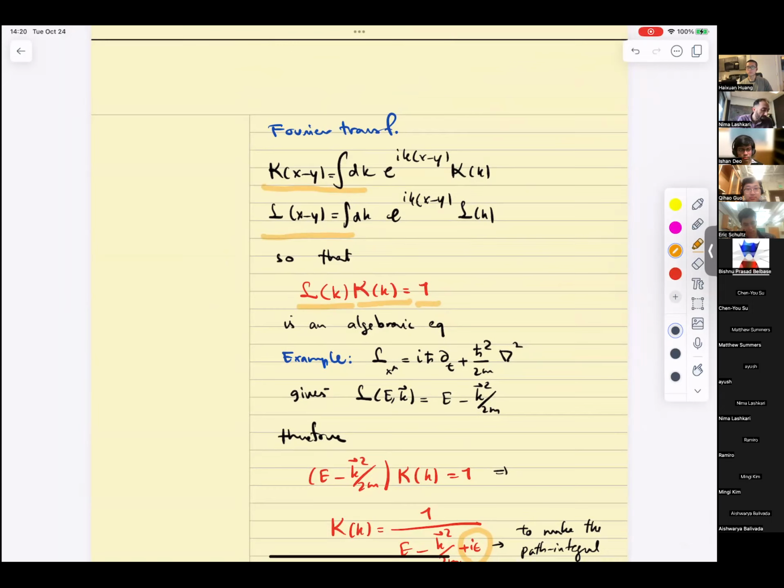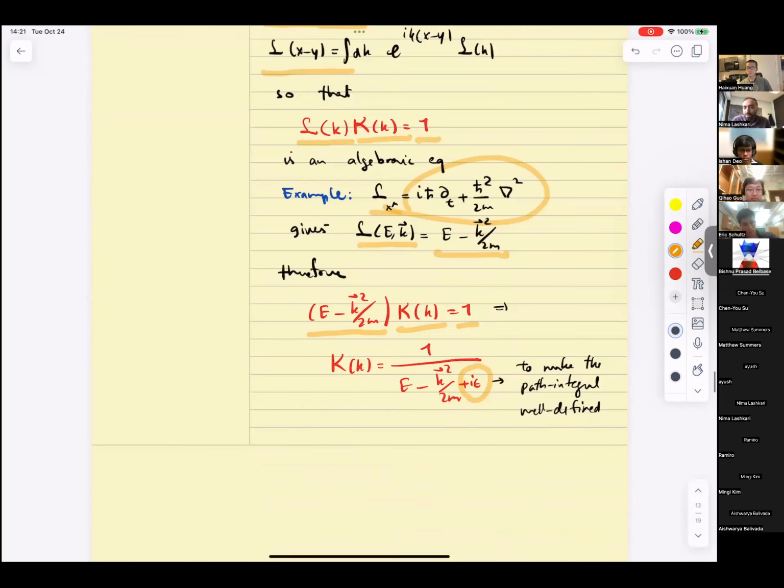Let's work out an example. Take this L of x, mu operator I was talking about to be the Schrodinger operator. After you Fourier transform it, in energy and momentum space, it becomes E minus k squared over 2m. So you have E minus k squared over 2m times K of k is equal to 1. To find the Green's function, you just divide 1 by this. What did we find? You found your propagator, right? It's just 1 over the Fourier transform of the differential equation, your equations of motion. That's it. There's no magic to it.